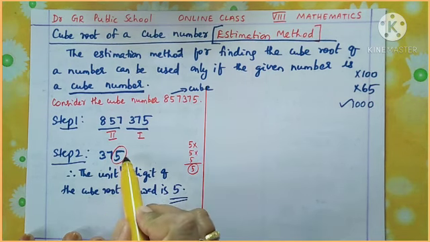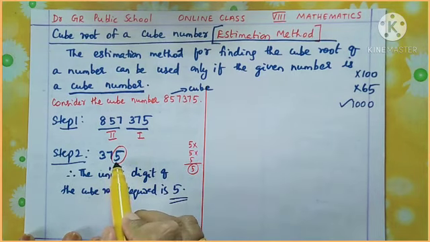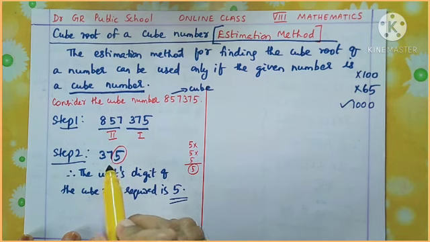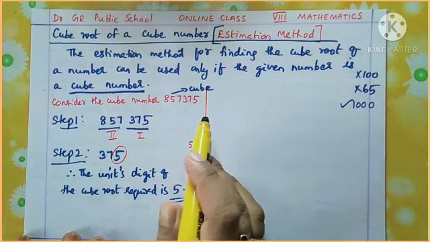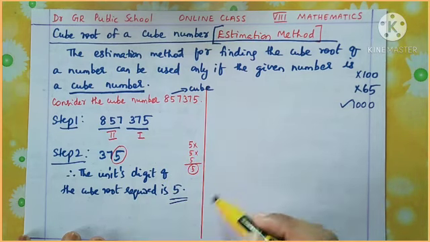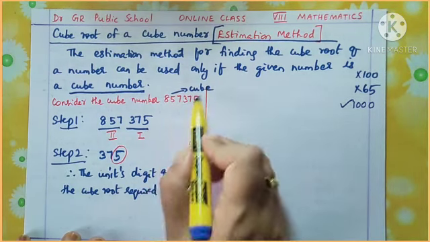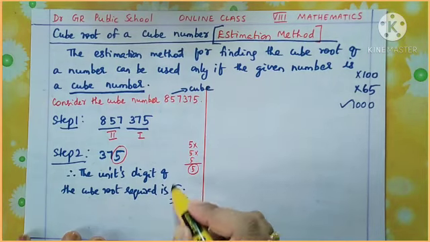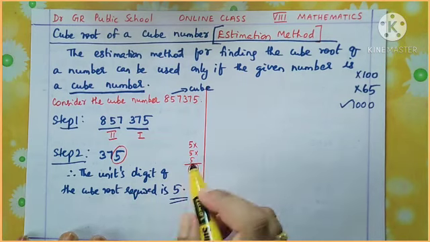You see the units digit of this first group number. So here it is 5. So to get 5 in the units digit of a cube number, we know that its cube root is also having units digit 5. So thus we got in our answer, we are going to find the cube root of this number. Okay. So in this number, the cube root's units digit we got now, it is 5. Okay. So that step is over.